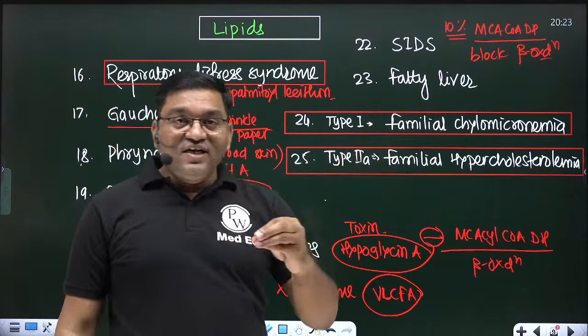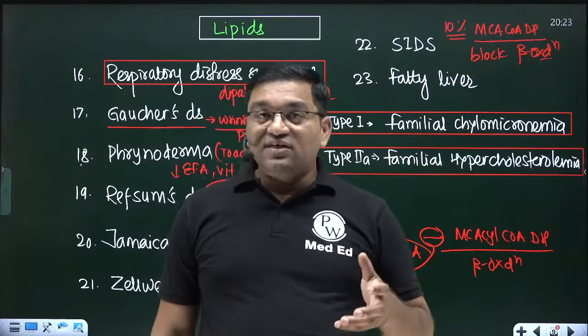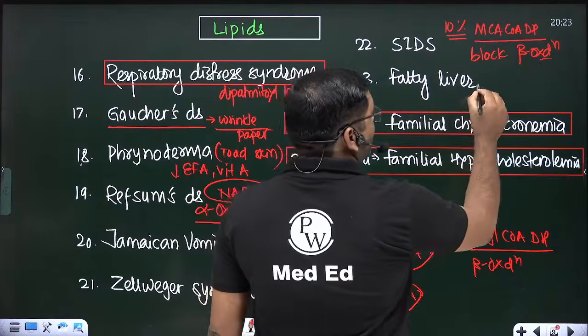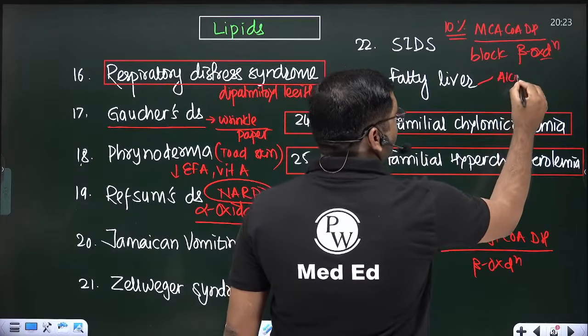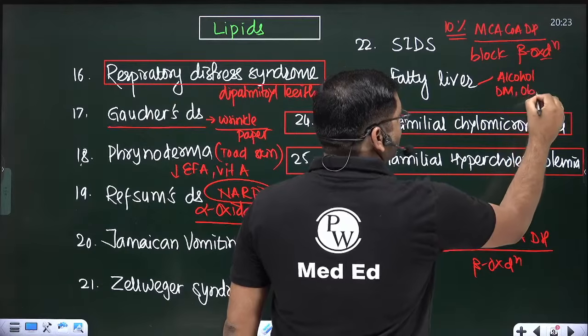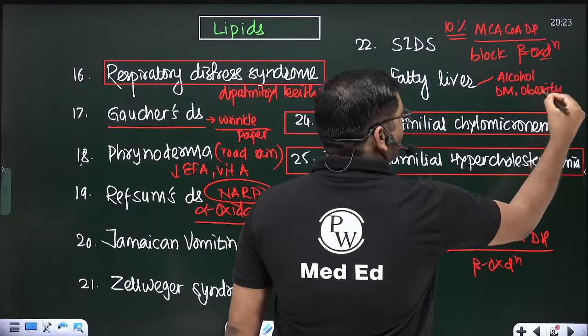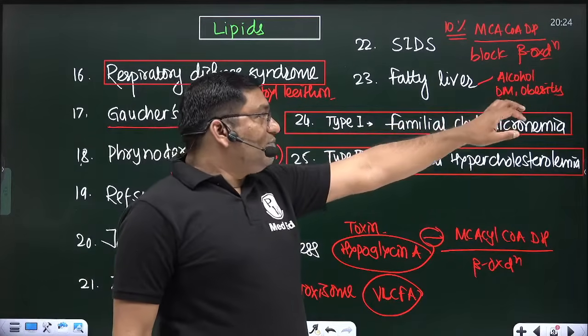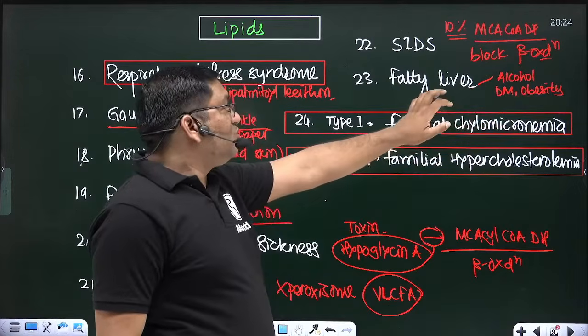In fatty liver, there is accumulation of fat in the liver. Alcohol is the most common cause of fatty liver. Also diabetes mellitus and obesity. There are multiple causes of fatty liver, but alcohol, diabetes, and obesity are the important causes.